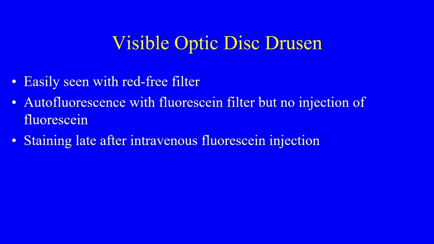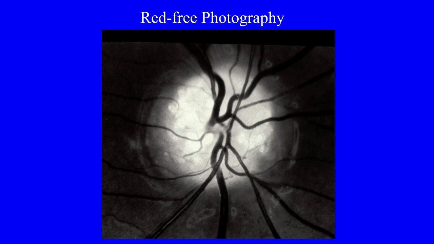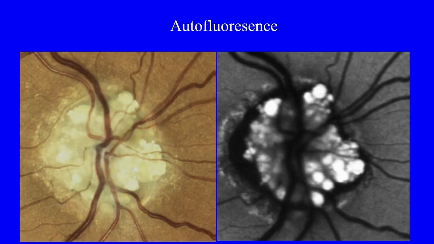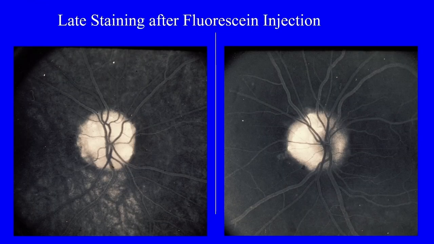They can be easily seen really with simple ophthalmoscopy, but if you want to see them even better, you can put a red-free filter in your ophthalmoscope and look with that, or on a fundus photograph. Autofluorescence can also be seen. Here's a red-free photograph, and here's a regular photograph with autofluorescence. Very nice way to see these.